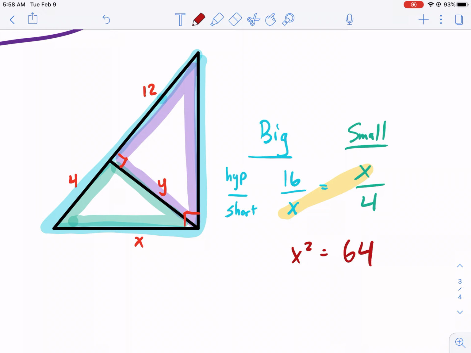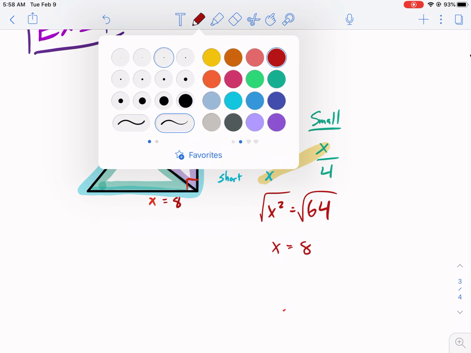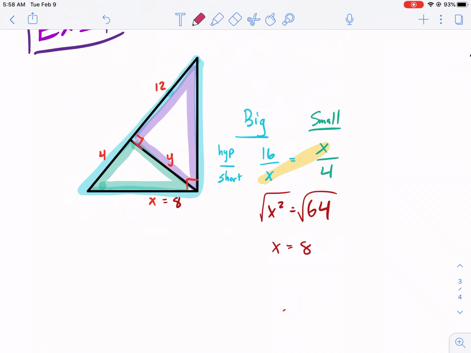16 times 2 is 32, times 2 is 64. We're going to take the square root, so we get x equals 8. So we have our first measurement, but notice we have y now. Y is a part of which triangle? Well, y is a part of 2 different triangles. Y is a part of the medium triangle and also the small triangle.